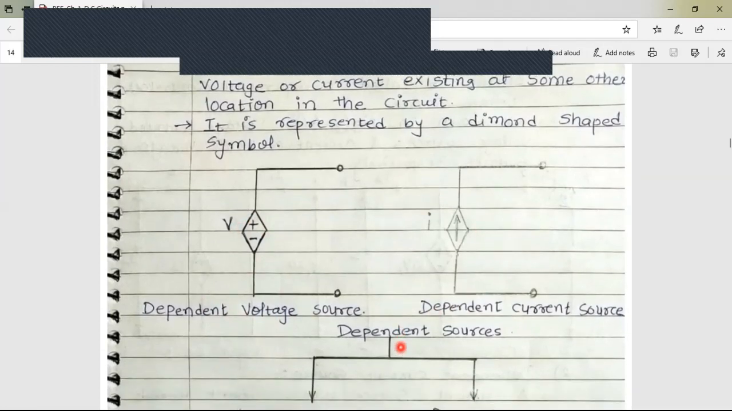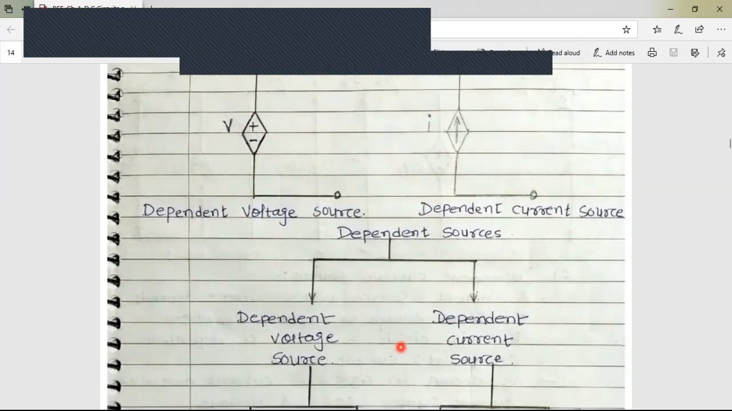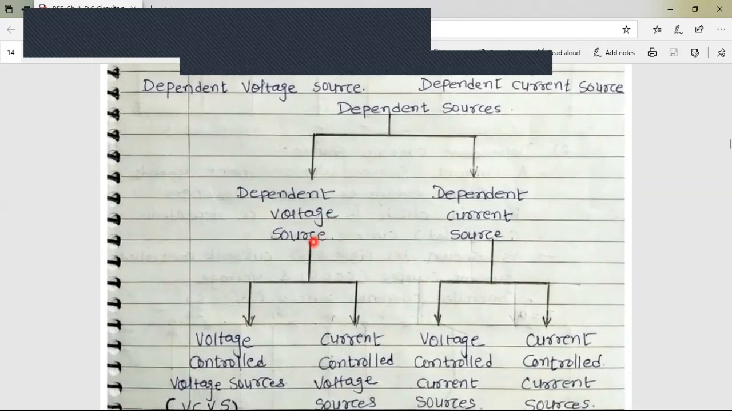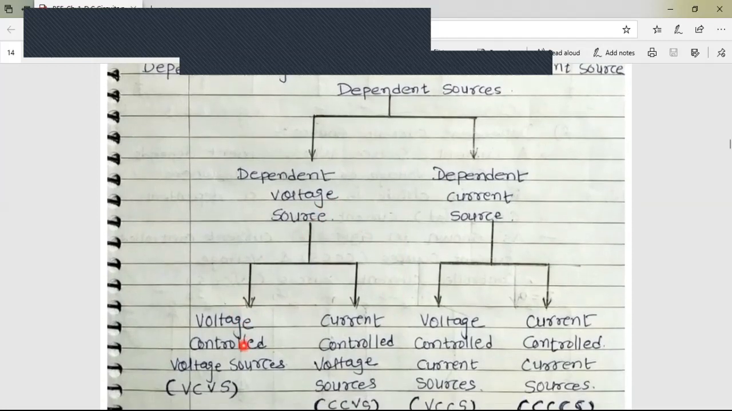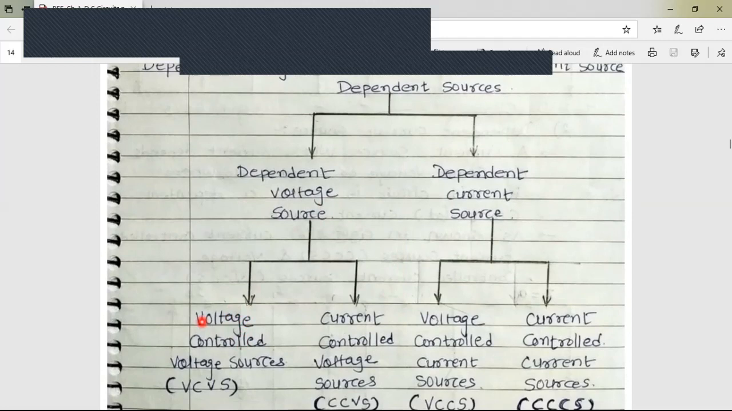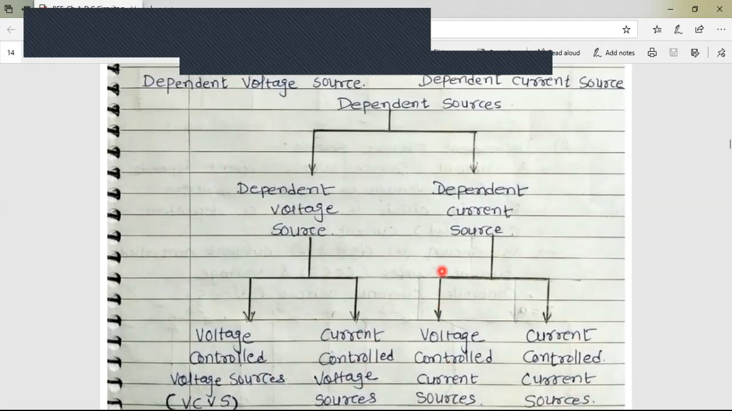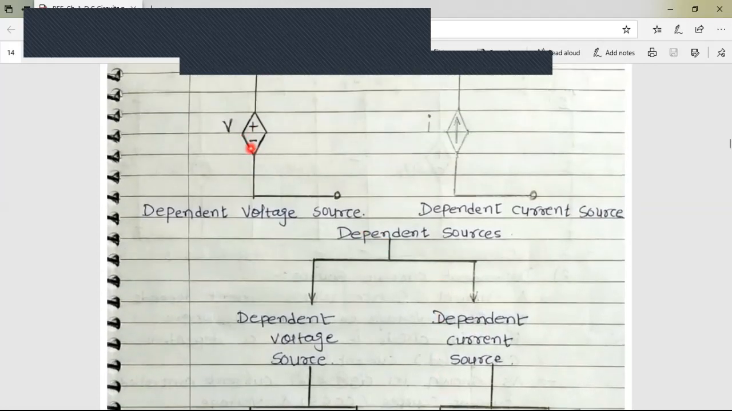Dependent sources are classified into 4 types in total. For dependent voltage sources there are 2: voltage controlled voltage sources and current controlled voltage sources. In the same way, for dependent current sources there are 2 types: voltage controlled current sources and current controlled current sources. So these 4 are dependent sources. The symbol of a dependent source is represented by this diamond shape.